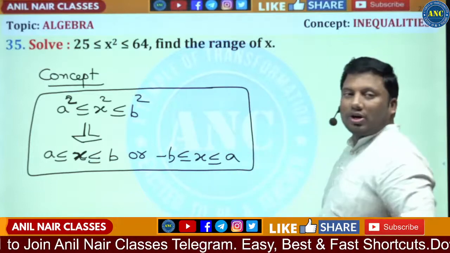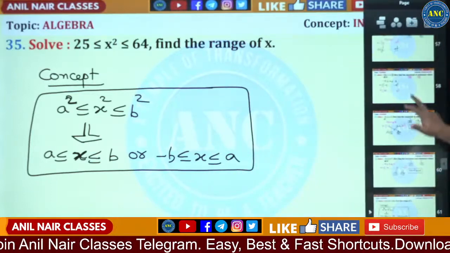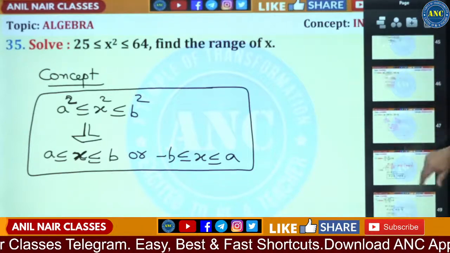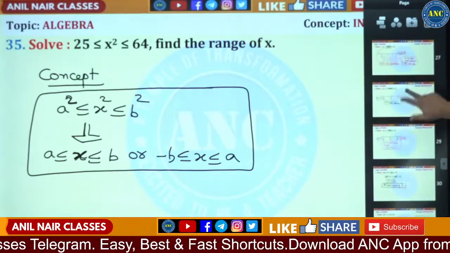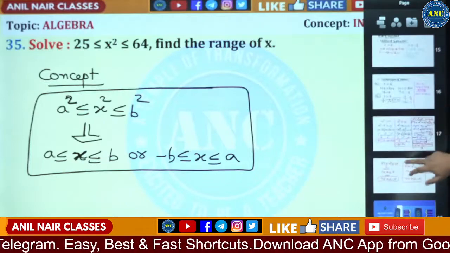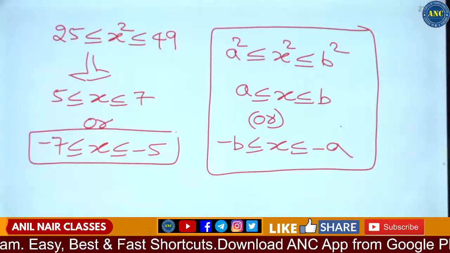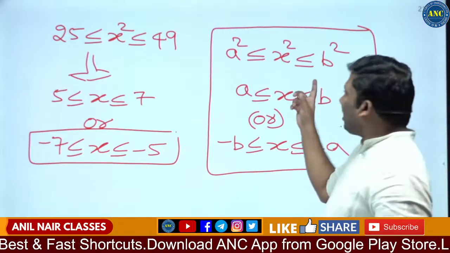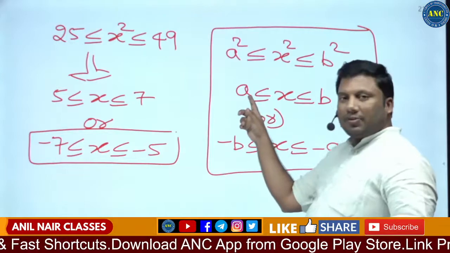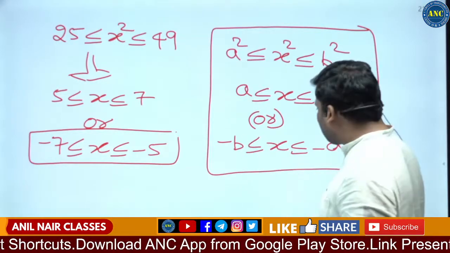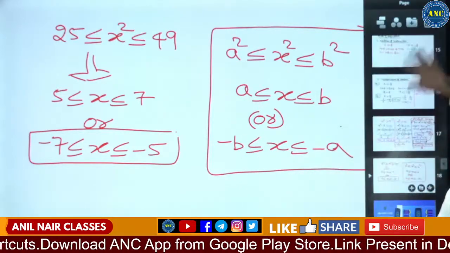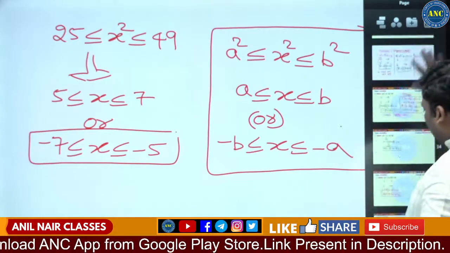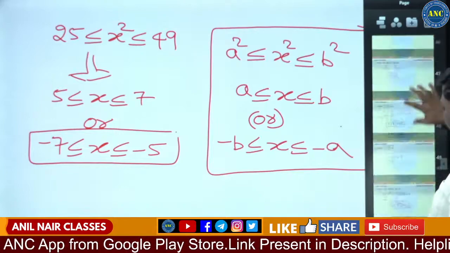In our intro class, we discussed it. Those students who attended session number 1, we discussed it in session number 1. Same concept: a² ≤ x² ≤ b². x lies from a to b, or it lies from -b to -a. Same question with a different numerical value is present here.